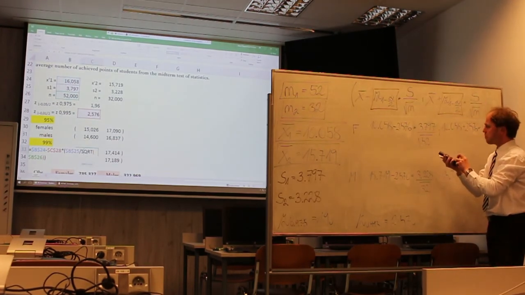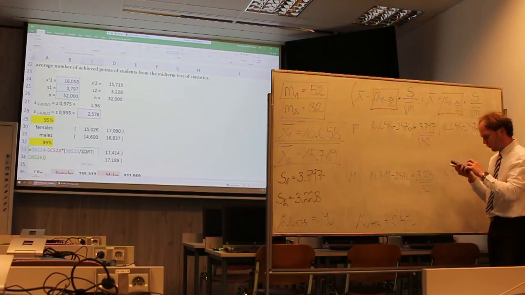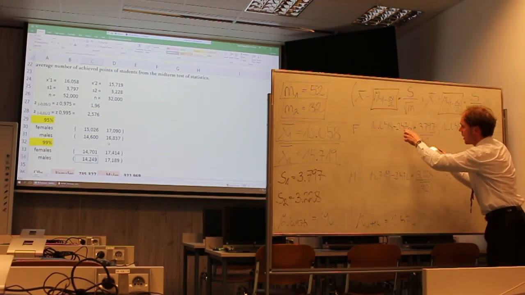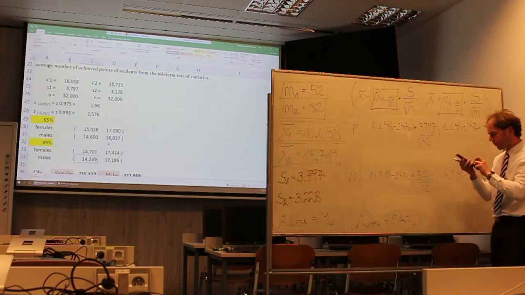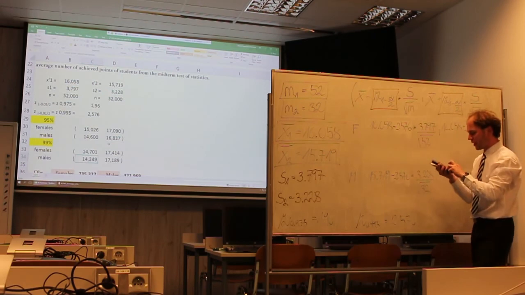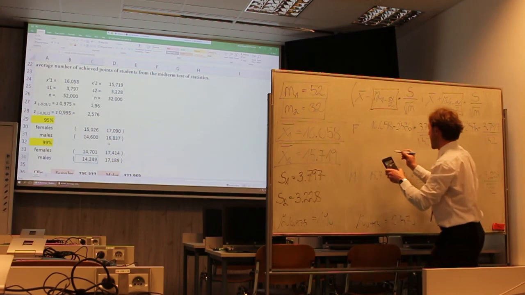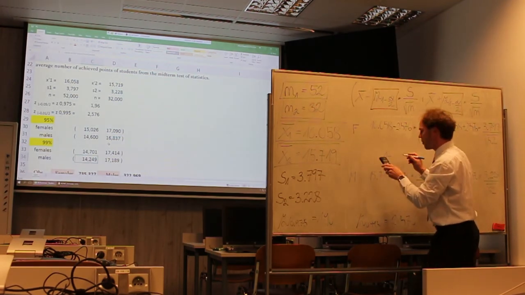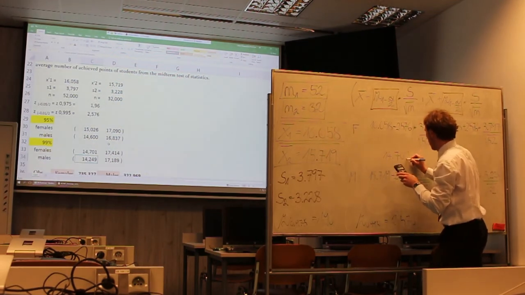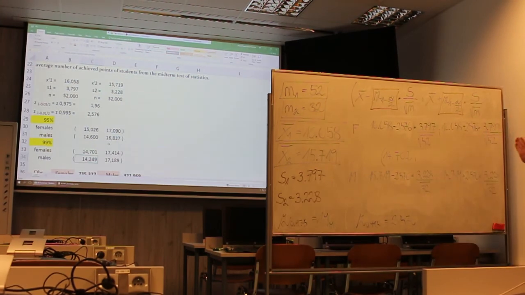So 3.797 divided by square root of 52 times 2.576, and now 16.058 minus this value, so left side 14.702. So this is the left side of the 99% confidence interval.